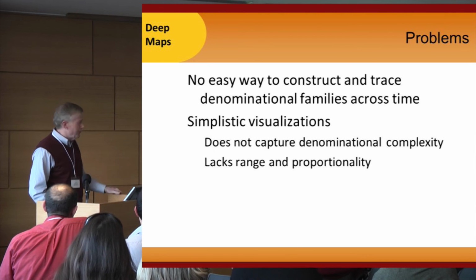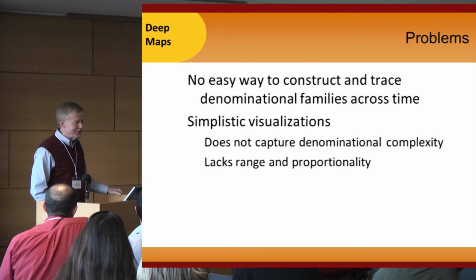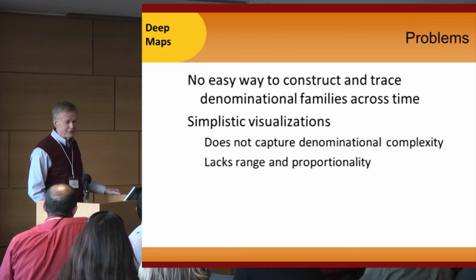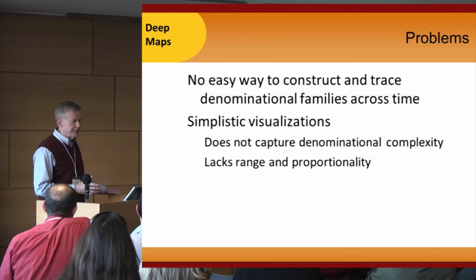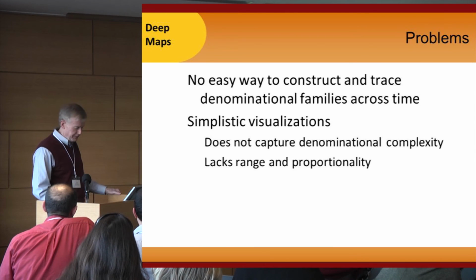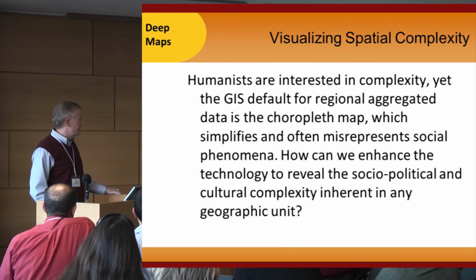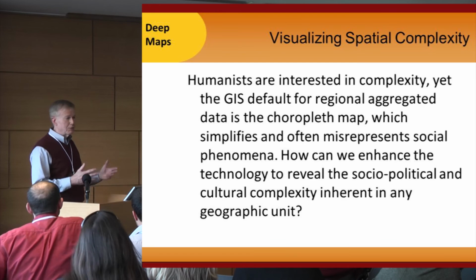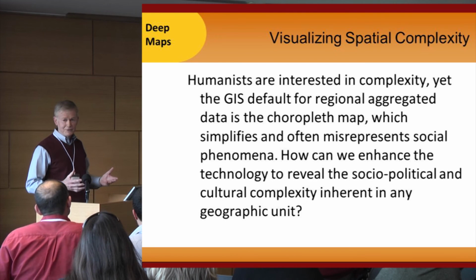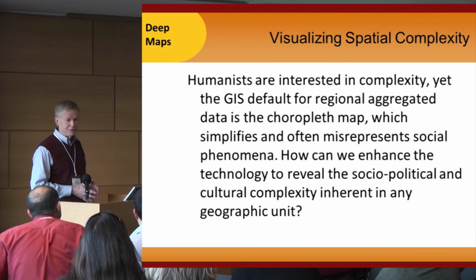And then we found also that there were some simplistic visualizations. What you see here is simply choropleth mapping. Ian talked about that this morning. It's the dominant way in which GIS maps data from administrative units such as counties, and all it will show you then is the dominant denomination for the county. And it doesn't say anything about the other religious bodies that exist in that particular geographic unit.